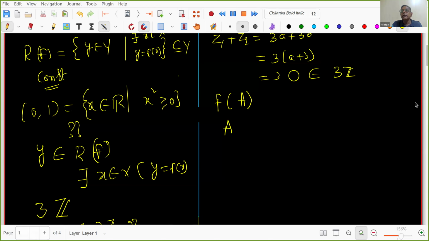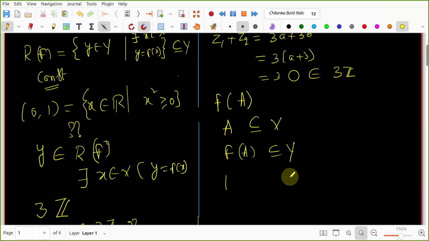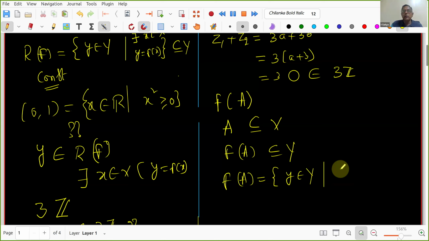Harshita, Kaushik? Yes, sir. A is a subset of capital X. Very wonderful. A is a subset of X, and f of A is a subset of? F of A is a subset of capital Y. Very good. So that means f of A is defined as? Y belongs to capital Y such that X belongs to capital A. No, no, no. There exists X belongs to capital A such that f of X is equal to Y.